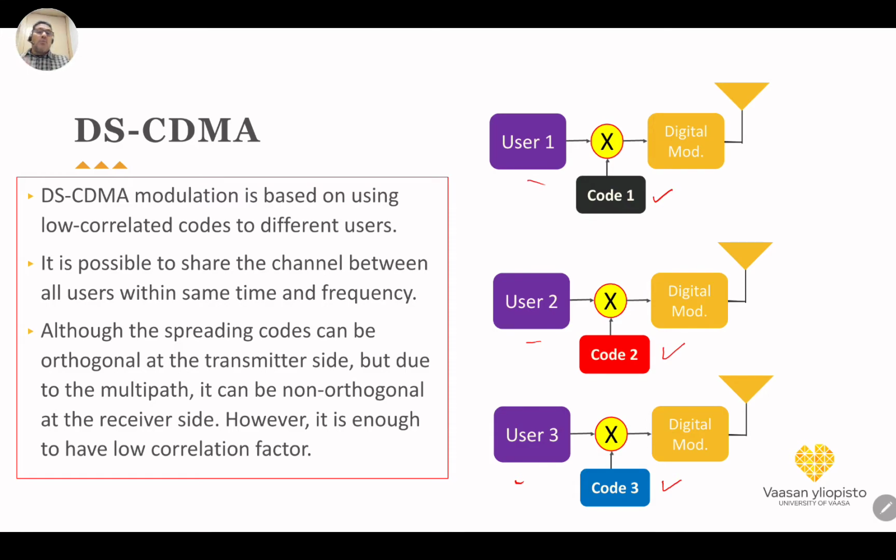Now we transmit this signal over the same channel, and each receiver will use its own code, as we will describe later, to demodulate or detect the transmitted information. This is the transmitted information from user 1, from user 2, and from user 3.